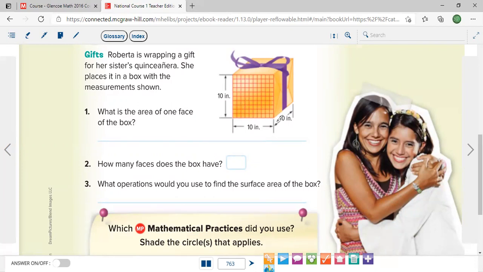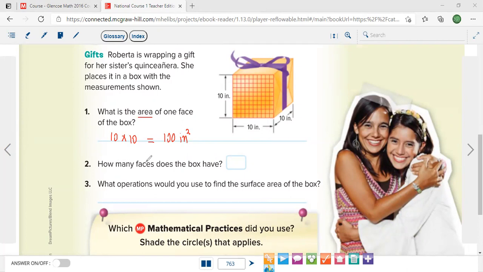One face of the box is shaped like a square. So the area is height times itself, or length times width. So we say 10 multiplied by 10 equals 100 inch squared, because it's an area.